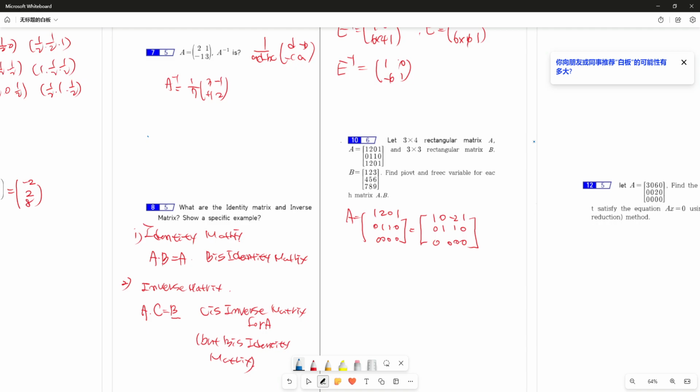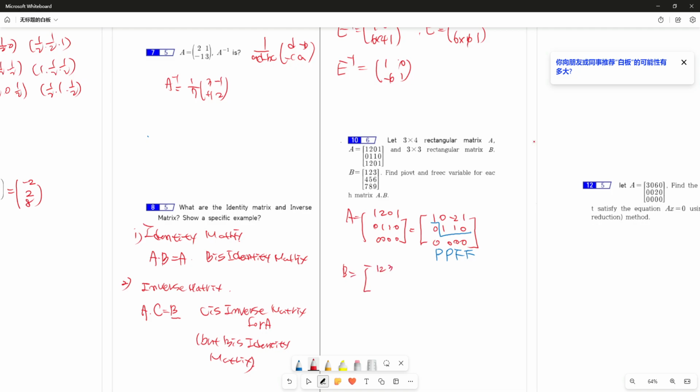So here is the reduced echelon form. There is just one non-zero in this column, and also only one non-zero in the other column. So the first two columns are pivot. Sorry, sorry again. Pivot and pivot and free and free.